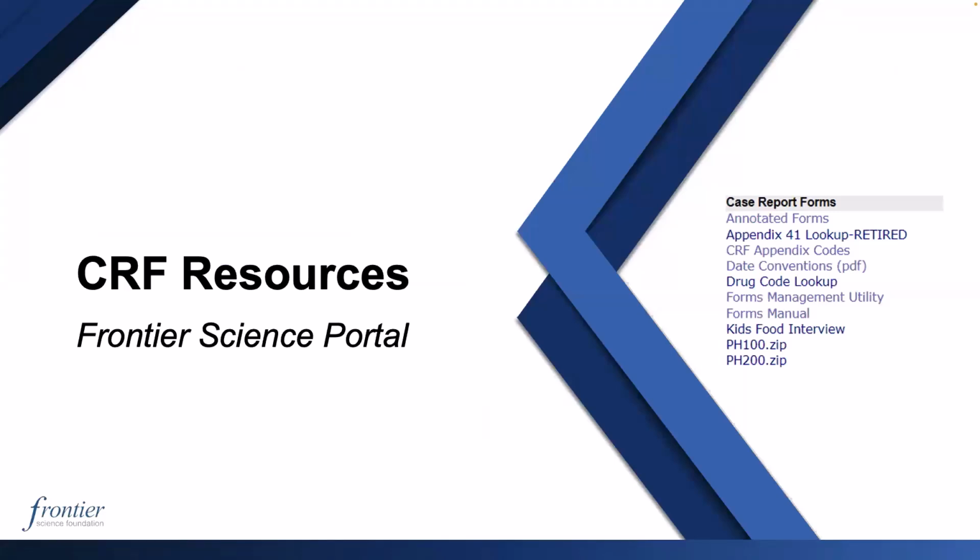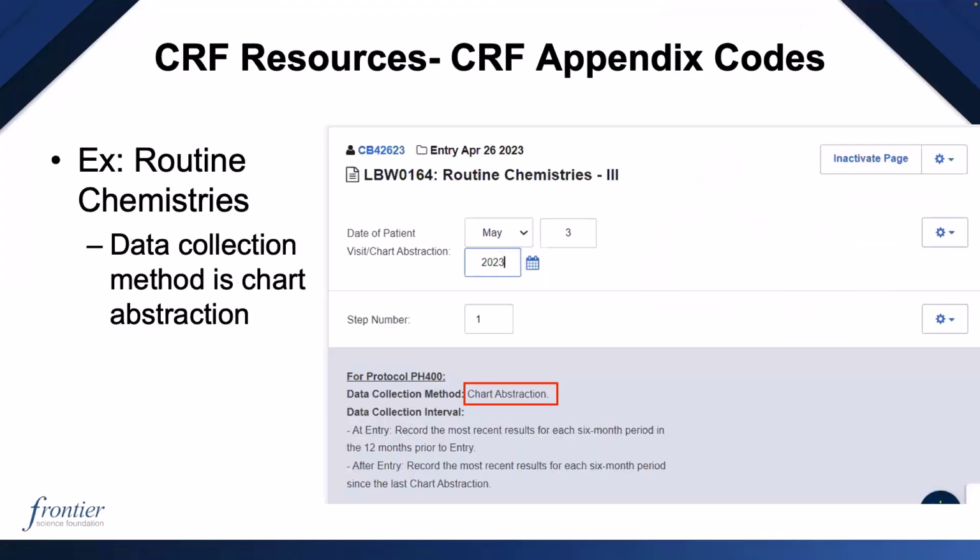Okay, next up, some CRF resources available on the Frontier Science portal. These are going to be sort of specific things that you can use for filling out ECRFs. So first, we're going to look at the CRF appendix codes. This is, again, found on the portal. We looked at them briefly yesterday, but this time I'm going to demonstrate the use of them to actually fill in this routine chemistries 3 form. And note that this form is filled out via chart abstraction.